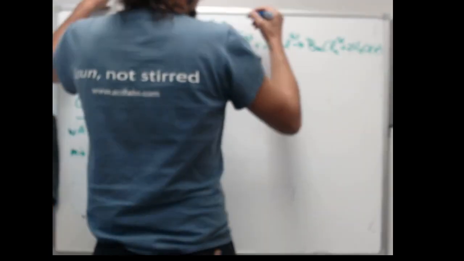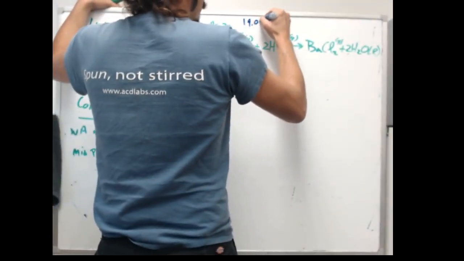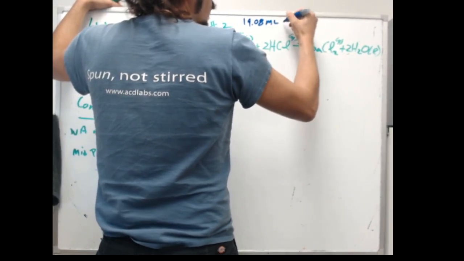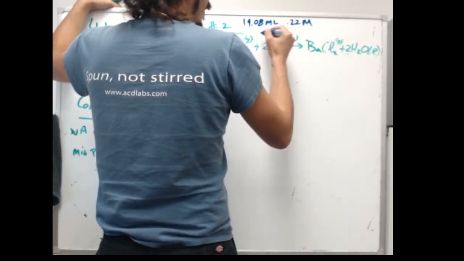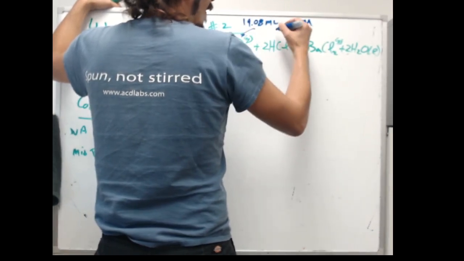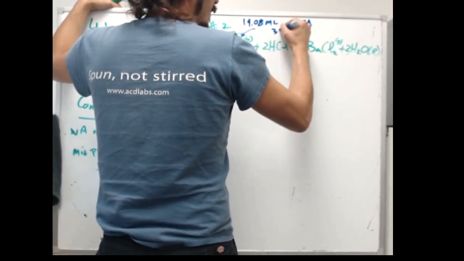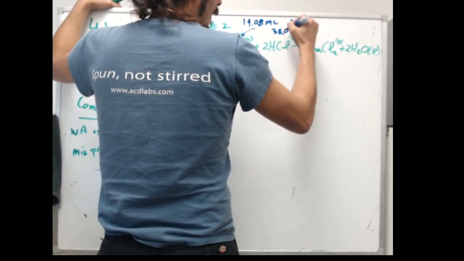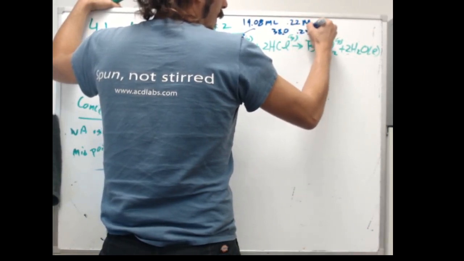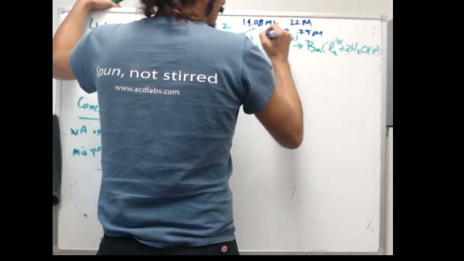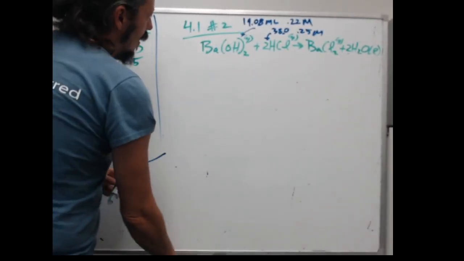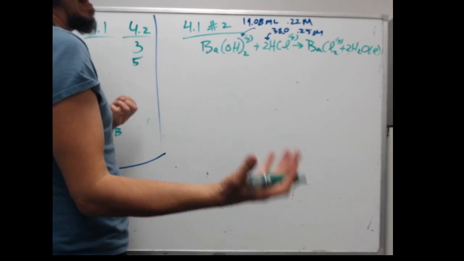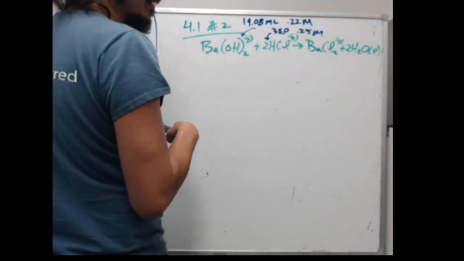So 19.08 milliliters of 0.220 molar barium hydroxide. Okay. And then the other one is 38 milliliters and 0.250 molar. For HCl? Yeah. Okay, so we go ahead, we're going to calculate our numbers for this, and it's asking what the pH of the solution is once these two things mix.